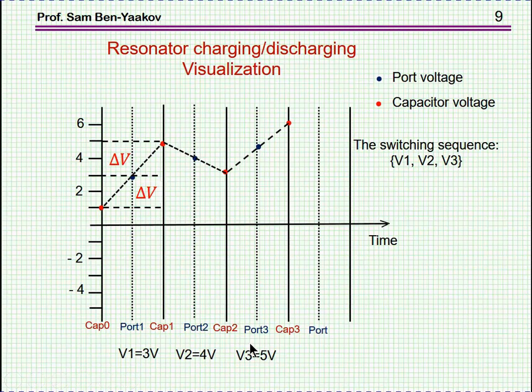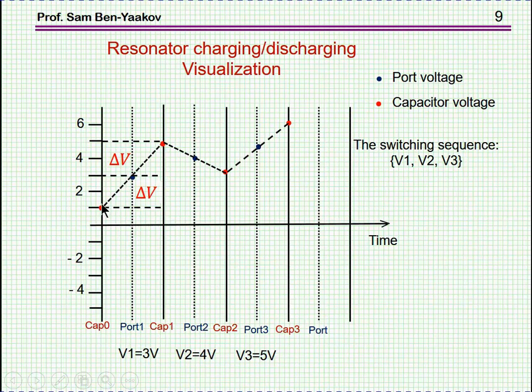Now, let's have a closer look at what really happens to the capacitor during this operation that I've just described. I'm assuming that I have a voltage V1, which is 3 volt, a voltage V2, which is 4 volt, and a voltage of 5 volt, and I have a capacitor which has an initial value of 1 volt. This is the capacitor voltage. The red dots signify the capacitor voltage. The black dots signify the voltage of the ports.